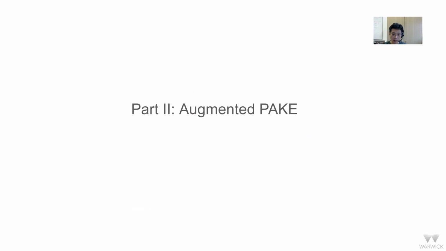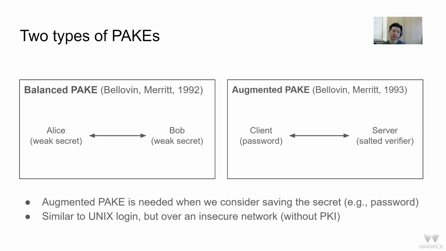So that leads to part 2, augmented PAKE. There are two types of PAKE schemes. So far, we have only covered balanced PAKE. In the case of balanced PAKE, Alice and Bob have a shared weak password, which are the same. In this setting, we don't normally consider the storage of the password. However, in some applications, we have to consider the storage of the password, and that is in the augmented PAKE setting.